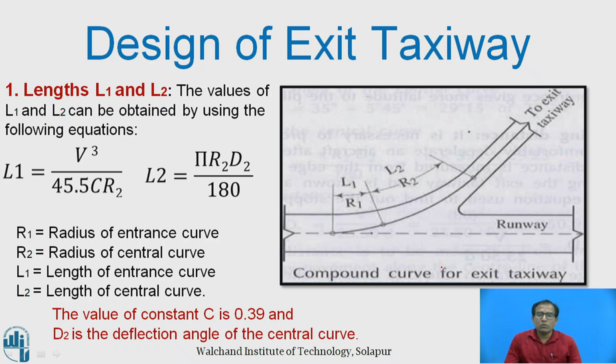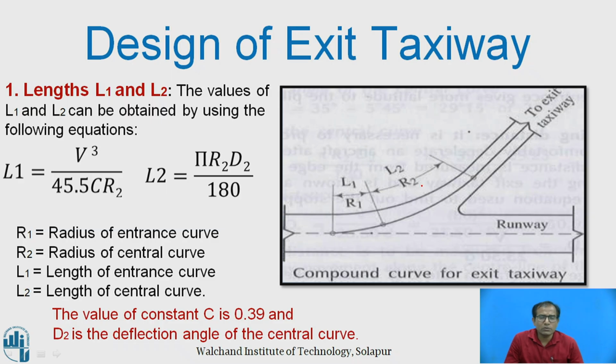So now we'll move towards how to design the exit taxiway. The first thing is to calculate the lengths L1 and L2. Here the exit taxiway curve is considered as a compound curve. Hence, when we have a compound curve, there will be two lengths, two radiuses and two deflection angles. L1 is the length of the entrance curve and L2 is the length of the central curve, and R1 is the radius of the entrance curve and R2 is the radius of the central curve.